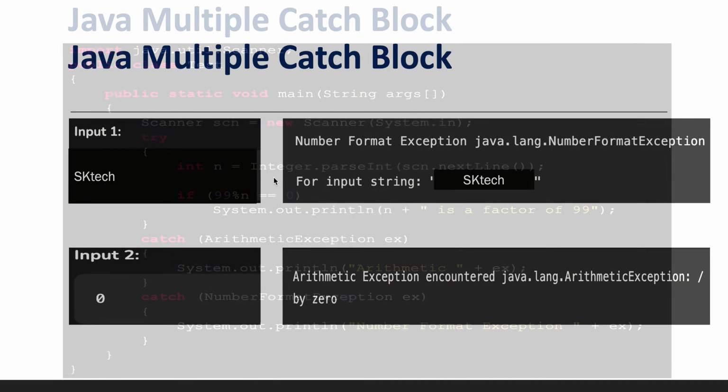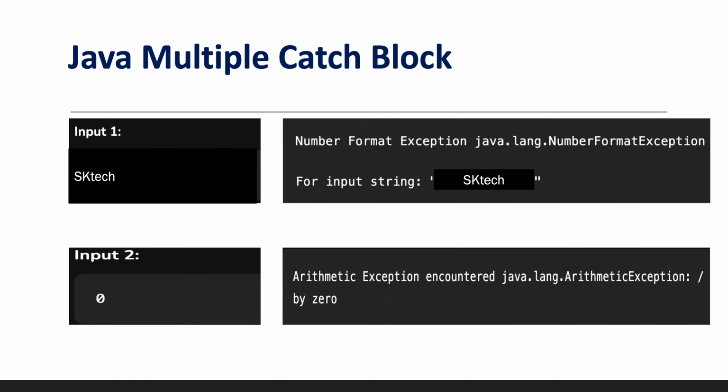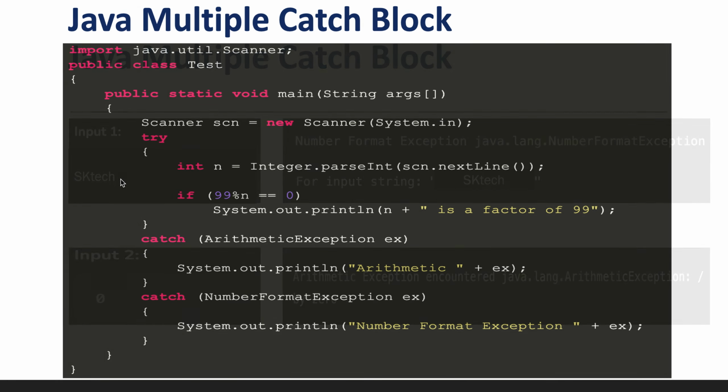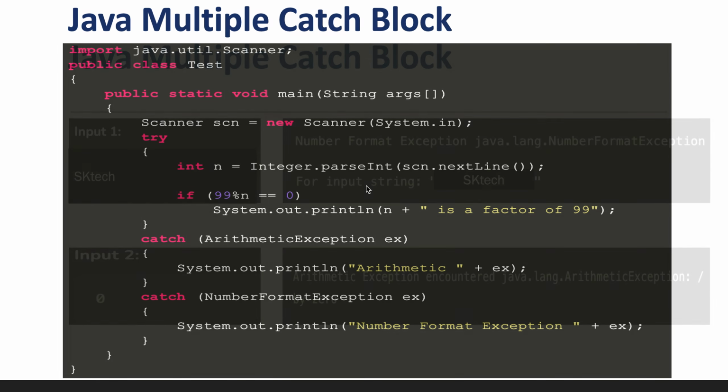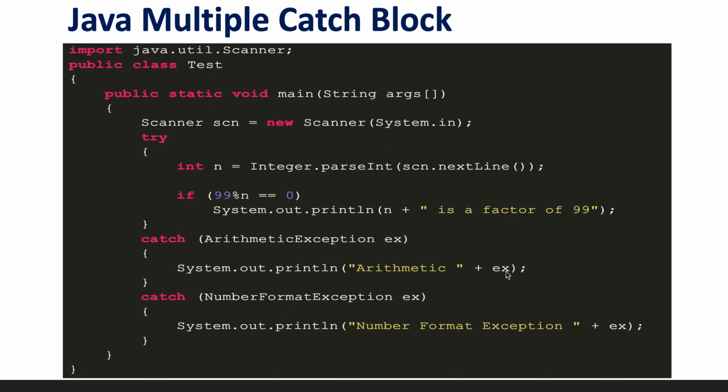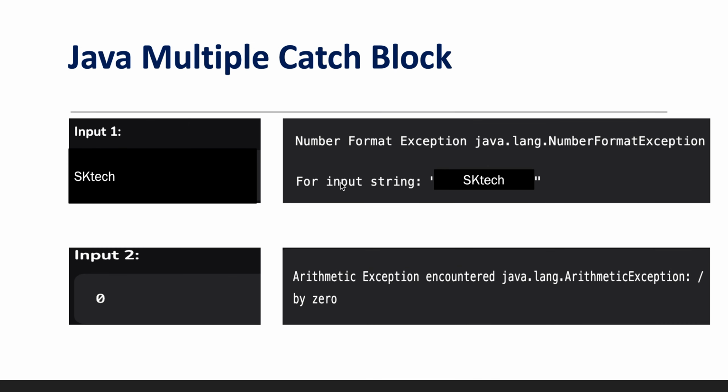So if you run this program, let's say for the first input we have provided some string, but it was expecting some integer value, right? In that kind of scenario it will throw a NumberFormatException, and since we have written logic to print the exception here, that's what it is printing.